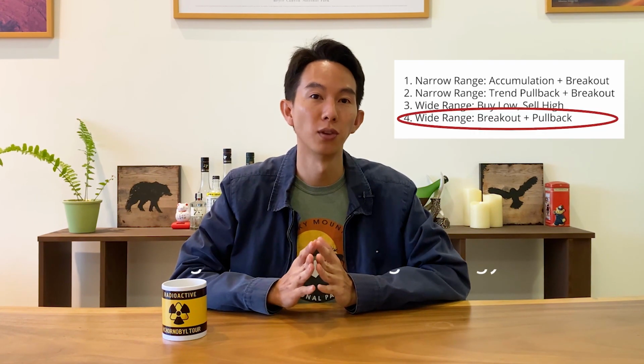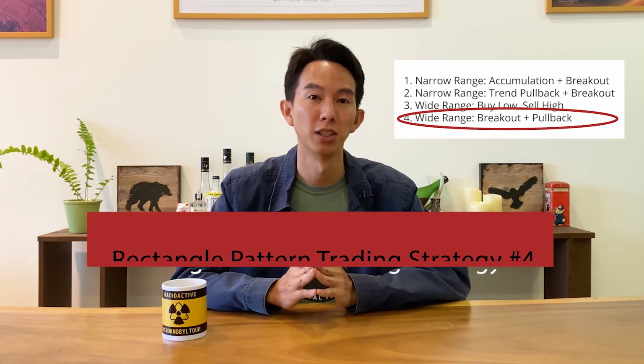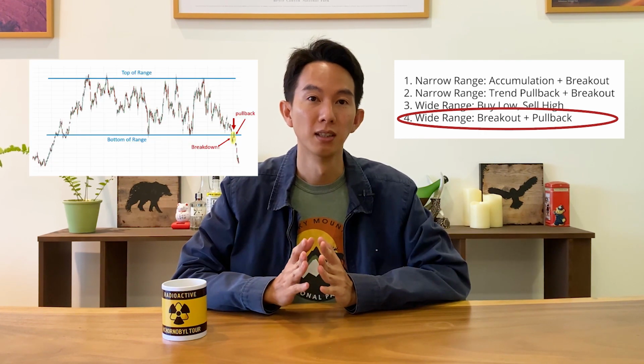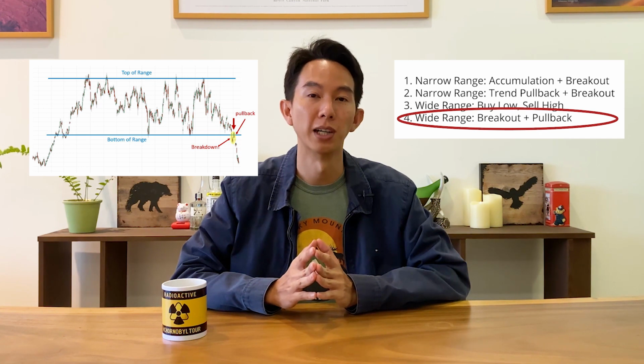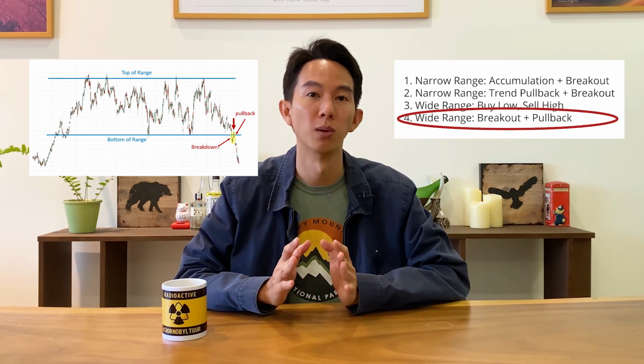Our last strategy for the rectangle price pattern is a breakout from the wide range. As mentioned previously, successful breakouts are rare in a wide range. So to avoid any false breakouts, we should only enter breakouts from a wide range after a pullback, meaning we do not enter immediately upon the breakout itself.